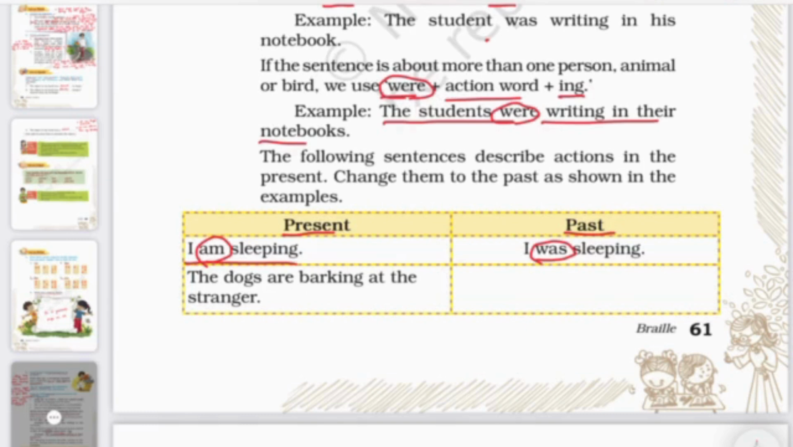Next, the dogs are barking. Here are is the present tense. So we want to write the dogs were barking, because here dogs, plural, is given. So the dogs were barking. The dogs were barking at the stranger.